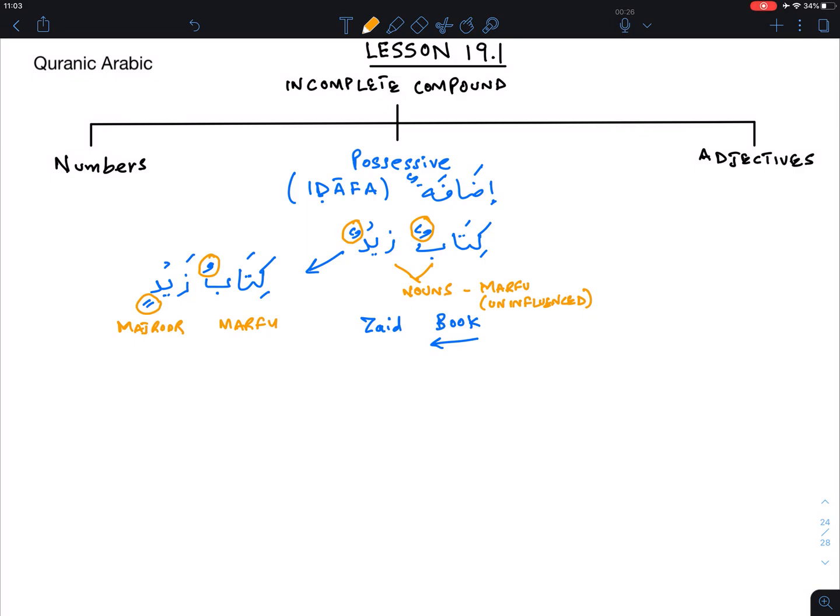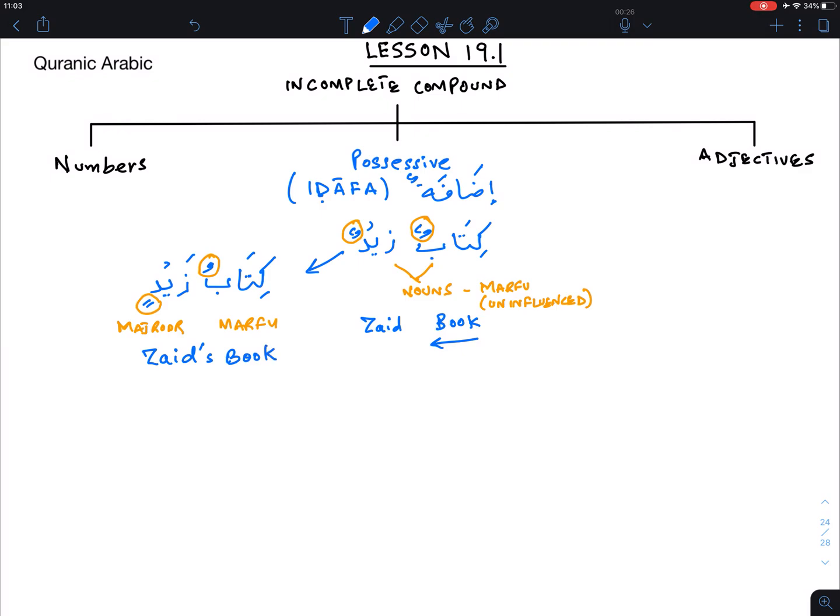So it's not only the first word. You need to look at the next word and see if that's also in majroor state, and then you have a complete package. And what does that now mean? The same two words, book and Zayd, it's going to mean Zayd's book.